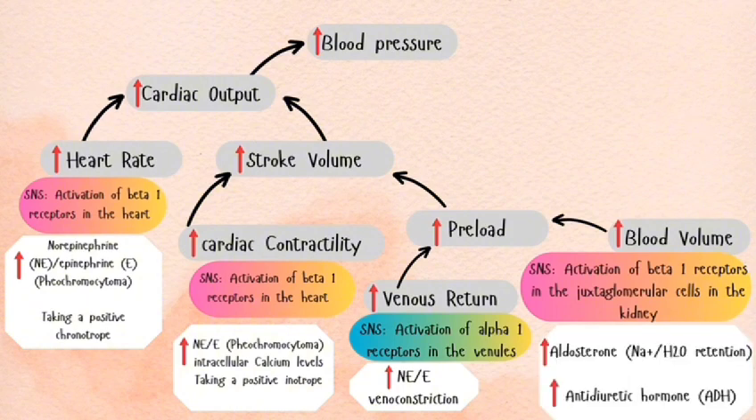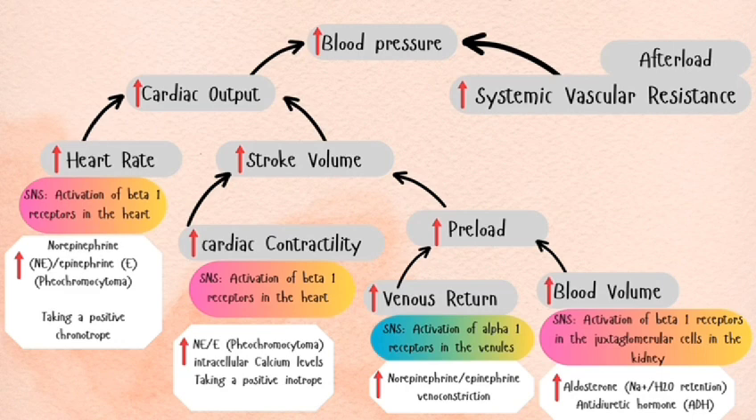In general, blood volume is influenced by hormones such as aldosterone and antidiuretic hormone. Aldosterone, released from the adrenal cortex, increases sodium and water reabsorption in the kidney, increasing blood volume and venous return. Antidiuretic hormone promotes water reabsorption in the kidney, also increasing blood volume and venous return. So, increased blood volume and venous return will increase preload, which will increase stroke volume, cardiac output, and in the end, will increase blood pressure.